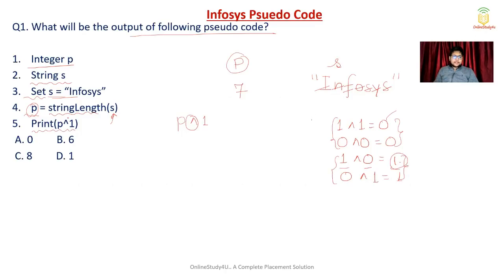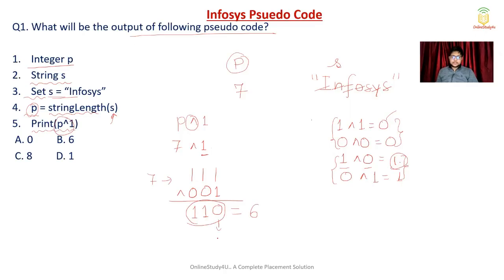So now let's compute this p XOR 1, that is 7 XOR 1. What is the binary representation of 7? That is 1, 1, 1. And what is the binary representation of the number 1? That is 0, 0, 1. Let's take its XOR. So 1 XOR 1 is 0. Then 1 XOR 0 is 1, and 1 XOR 0 is again 1. So this is equivalent to 6. Basically, this is the binary representation of 6.